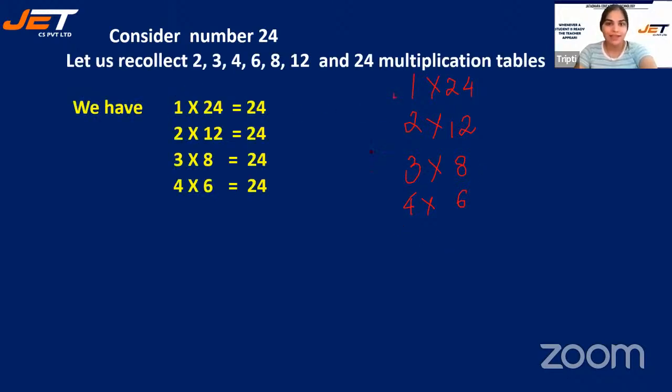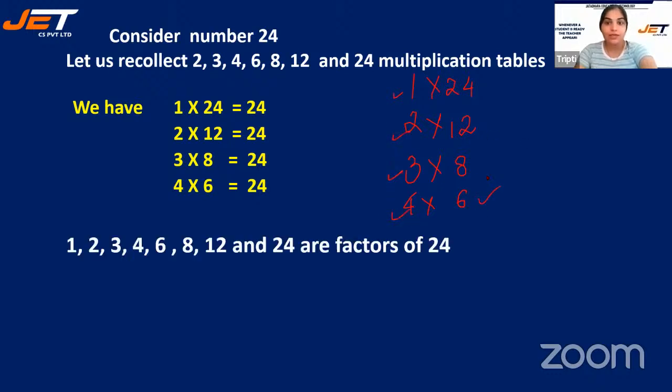We got the factors as 1, 2, 3, 4, 6, 8, 12, 24. All these numbers are the factors of 24. You see 24 in all these times tables.